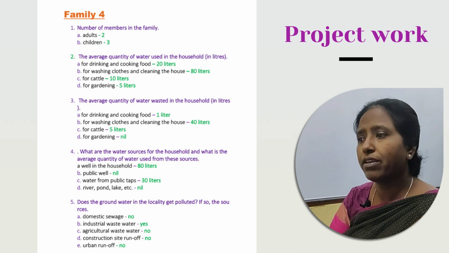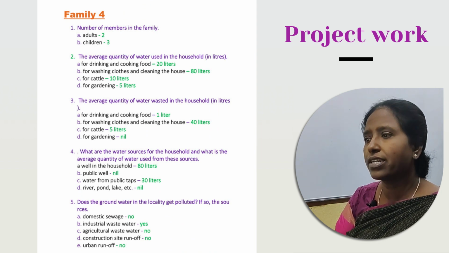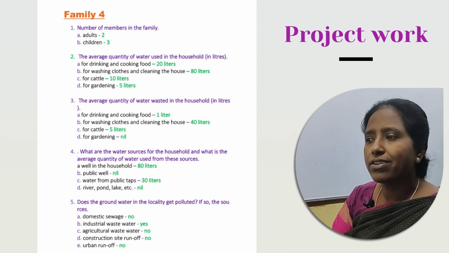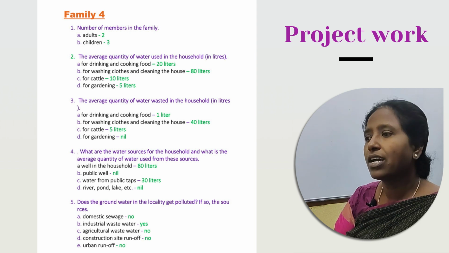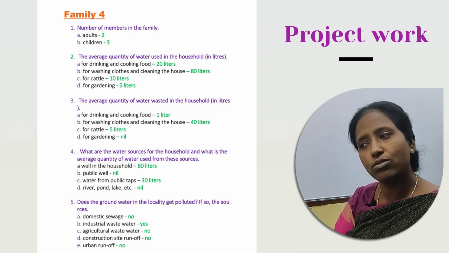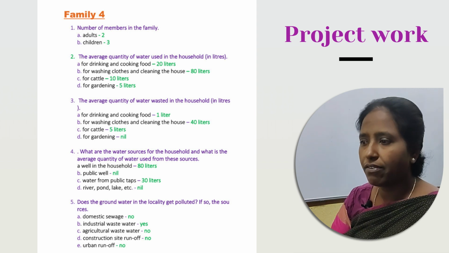This is about family 4. The number of members in the family, adults 2, children 3. Okay, the average quantity of water used is for drinking and cooking food, 20 liters. Washing clothes and cleaning the house, 80 liters. For cattle, 10 liters. For gardening, 5 liters.